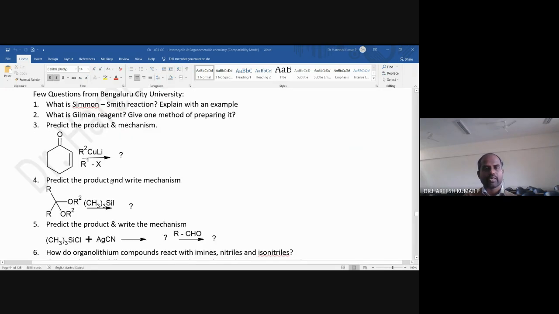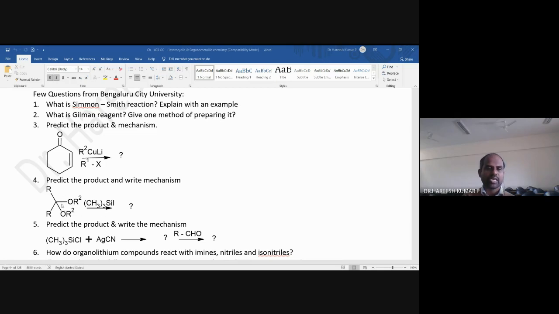And predict the product and write the mechanism. This is about the organosilyl compound. So the organosilyl compound converts this acetal. On removal, R2 will go out as R2 iodide, and O will go out as a trimethylsilyloxy, meaning bis-trimethylsilyloxy.